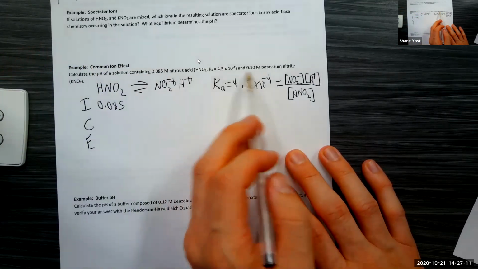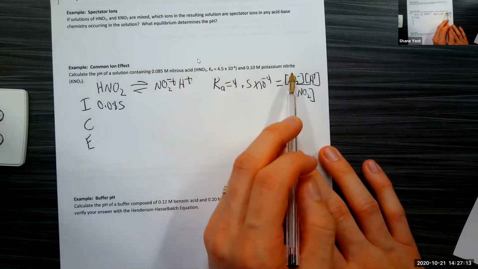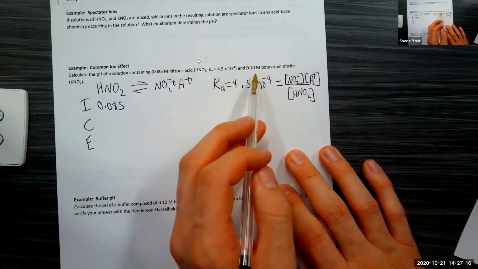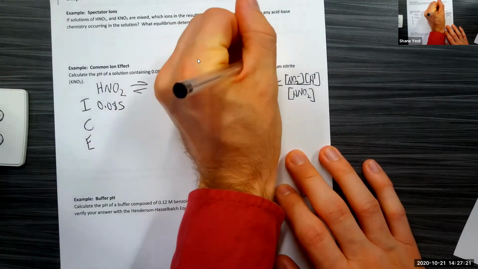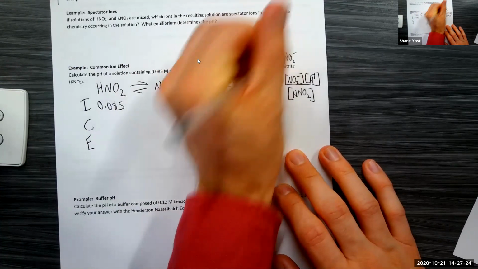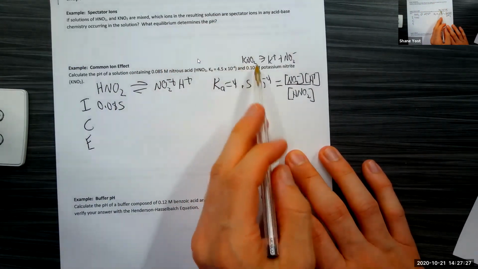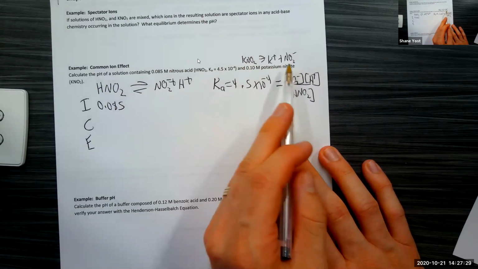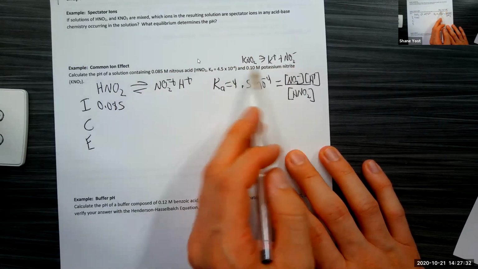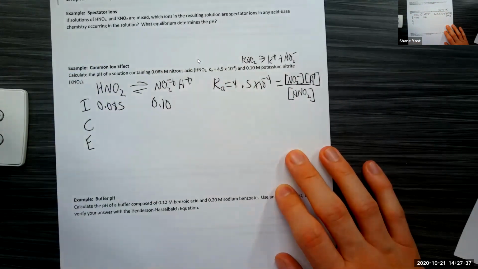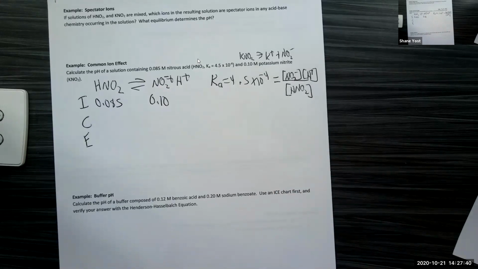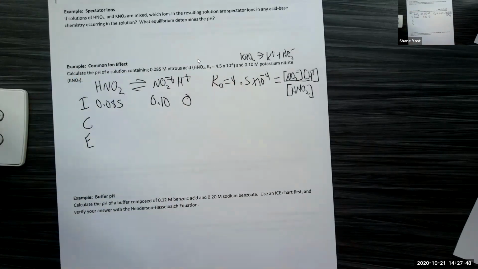And then we also have a concentration of nitrite, NO2 minus, of 0.1 molar. Because again, KNO2 breaks apart into K plus and NO2 minus. So every mole of KNO2 forms 1 mole of NO2 minus. So 0.1 molar KNO2 forms 0.1 molar NO2 minus in solution. The concentration of that NO2 minus is equal to the concentration of potassium nitrite. And then my initial concentration of H plus is 0.